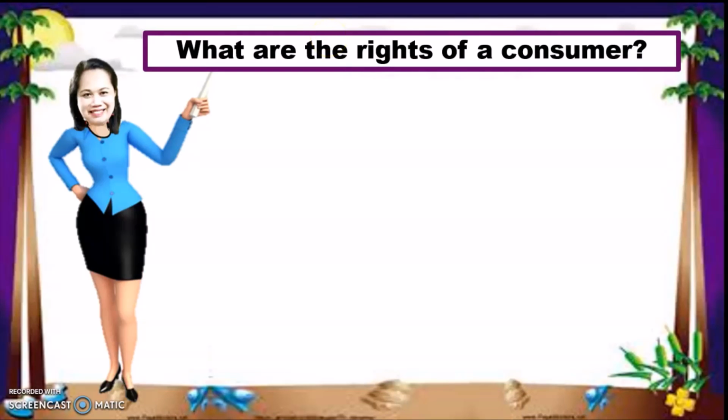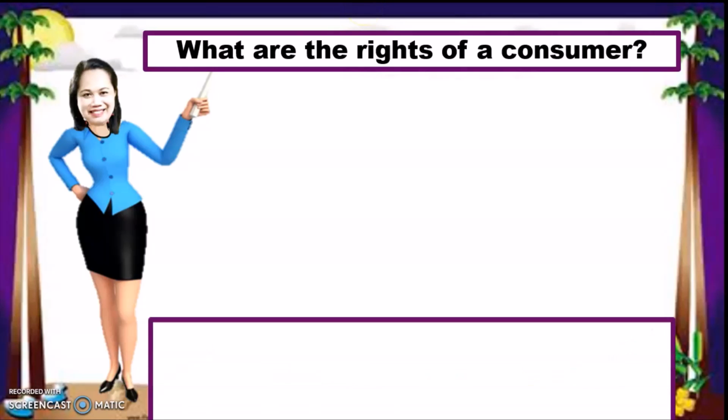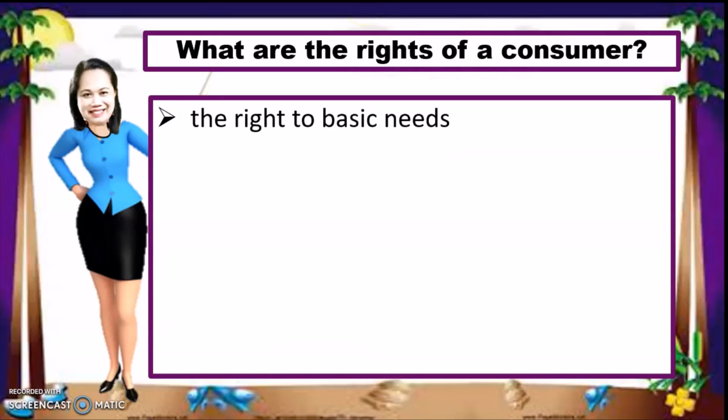So what are the rights of the consumer? Why do we need to know the rights of the consumer? So that when we are being cheated or defrauded, we can go to the right authority to exercise our rights. Okay? The first one is the right to basic needs. We have the right to basic needs and the right to be informed. We have to be informed of the product that we are going to buy or the services that we are going to have.